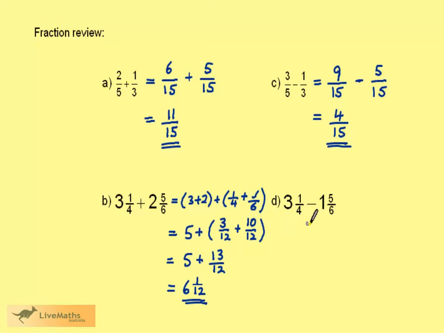Taking whole numbers and fraction parts separately, we have 3 take away 1, and we add that to 1/4 take away 5/6. 3 take away 1 is 2. We need a common denominator for 4 and 6, which would be 12.